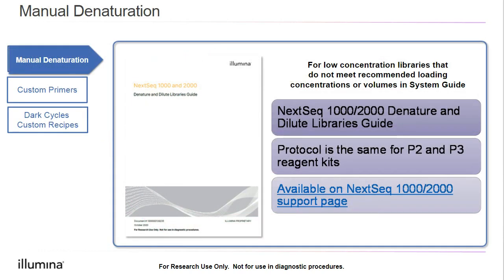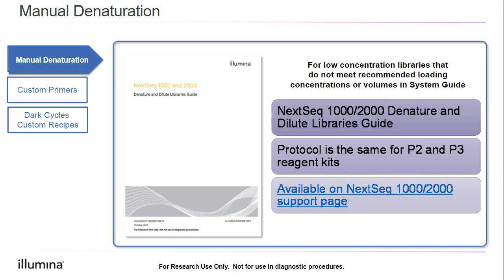Manual denaturation allows us to use libraries that have concentrations that do not meet the recommendations in order to load. Manual denaturation is great because it allows us to load libraries that either have too low of a volume or too low of a concentration to follow the recommendations in our system guide.